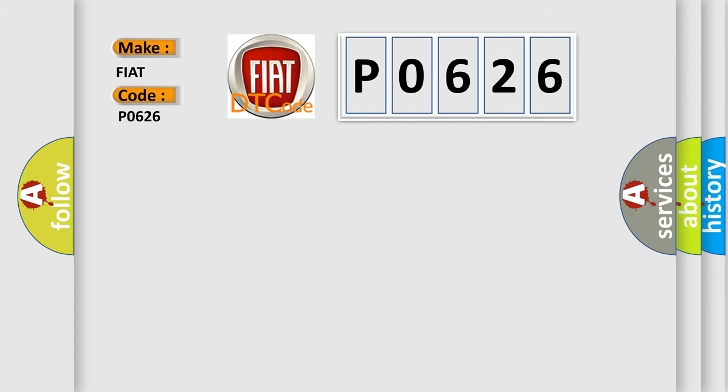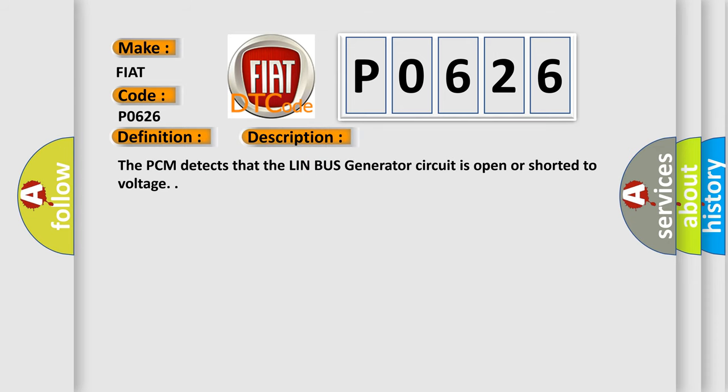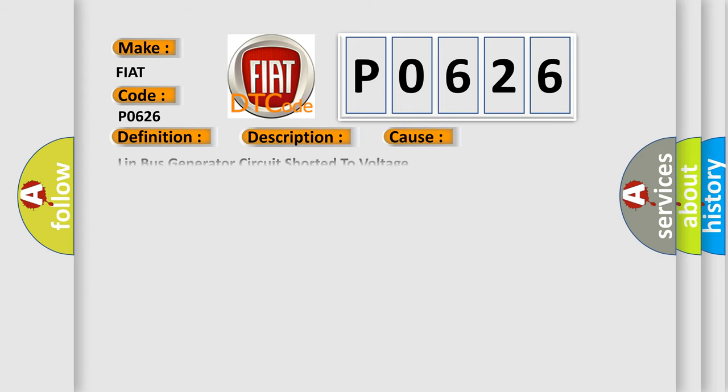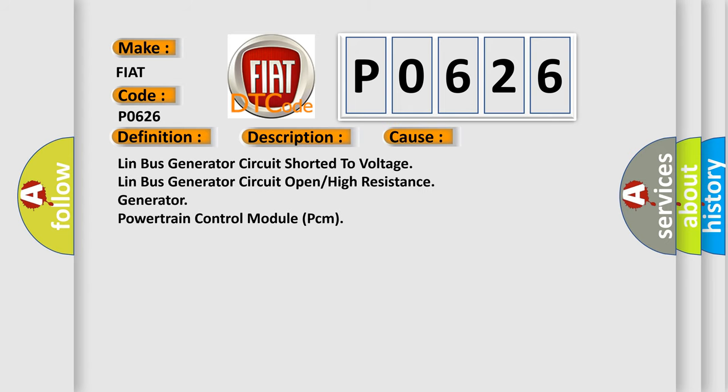The basic definition is generator field control circuit high. And now this is a short description of this DTC code. The PCM detects that the LIN bus generator circuit is open or shorted to voltage. This diagnostic error occurs most often in these cases: LIN bus generator circuit shorted to voltage, LIN bus generator circuit open or high resistance, generator, powertrain control module PCM.